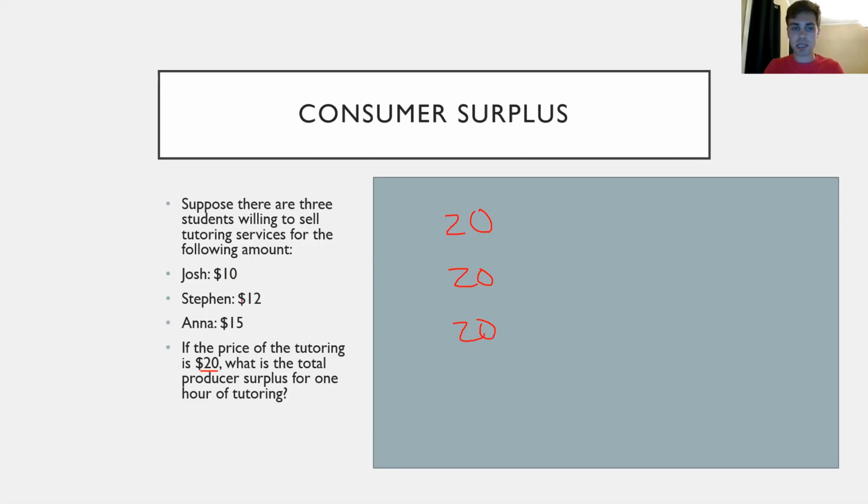And each one of them is willing to sell at a different price. So the difference between what they would get and what they were willing to sell for: Josh is $20, the market price for tutoring, and what he was willing to sell at is 10. So his individual producer surplus is 10. And this at the top shouldn't say consumer surplus again, it should say producer.